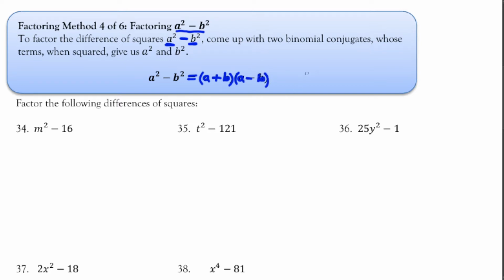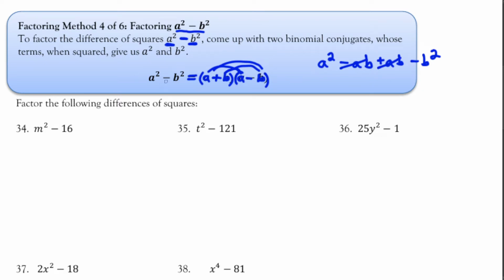Now, how can you tell that this is true? You can tell by just multiplying out a plus b times a minus b. If you multiply it out, you get a squared minus ab plus ab minus b squared. Sure enough, the ab's cancel, and you get a squared minus b squared.